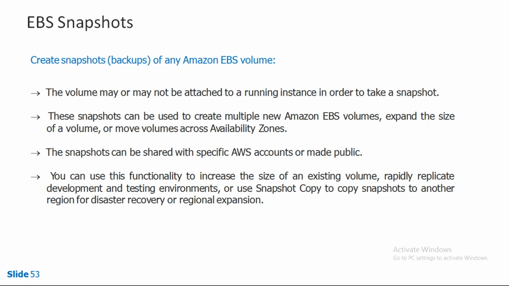You can use this functionality to increase the size of an existing volume, rapidly replicate deployment and testing environments, or use snapshot copy to copy snapshots to another region for disaster recovery or regional expansion. So it's not only in between availability zones from one to another, but the snapshots are useful to create or access your data across the region. So what you have to do, take the snapshot of your volume, and that snapshot should be copied into another region, and from that copy of the snapshot you can create a volume and access your data. So that is the possibility. That is how it is used.